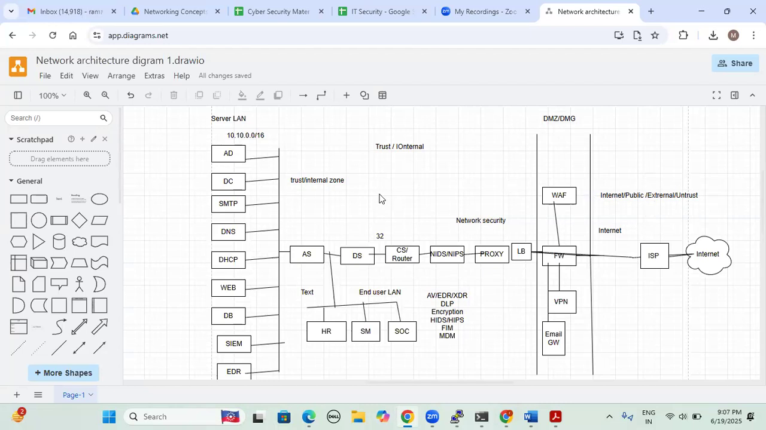I'm repeating once again: every network architecture diagram contains three different types of zones. One is the trust zone, which is also called the internal zone. The second we can call the DMZ zone. The third we can call the internet or public or external or untrust zone. And you can see on the complete extreme left-hand side, the server LAN.